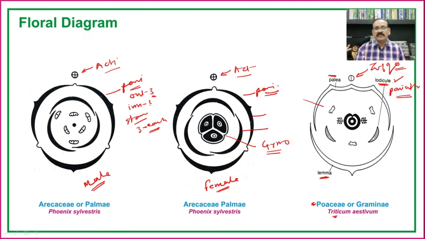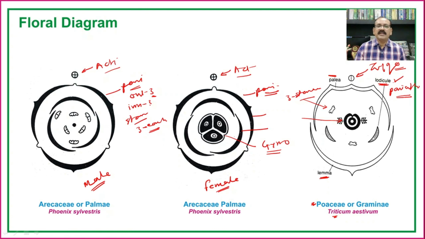Presence of 3 stamens in the flower and presence of 2 carpels with basal placentation. So such types of conditions of the different flowers are found in the different plants or the different families.